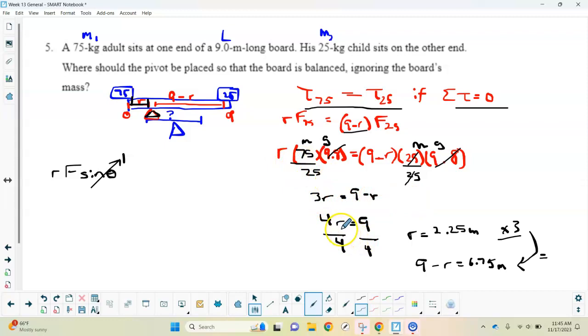And then it's just solving for R. So you take this R over, it becomes 4R, and you divide by 4, and you get R as 2.25 meters. So that distance here is 2.25 meters. The rest of the stick is 6.75 meters. And that makes sense because this mass is 3 times larger than this mass, so this mass has to be 3 times the distance away. So if you do 2.25 times 3, you get 6.75, which seems to check out.